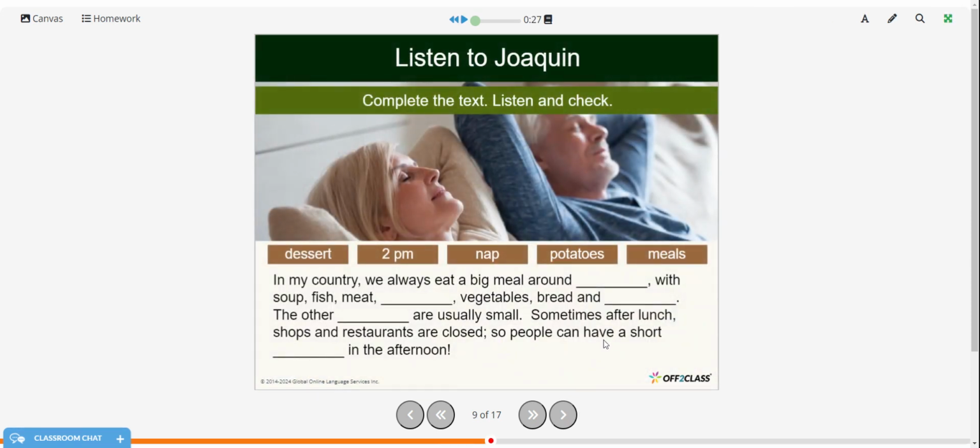All right, now we're going to first see if you can figure out which words from the boxes here go into these sentences, and then you can restart the video when you're ready to hear the answers.